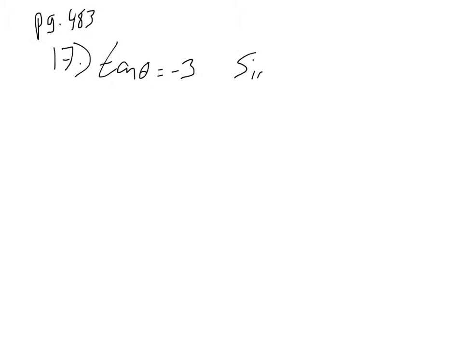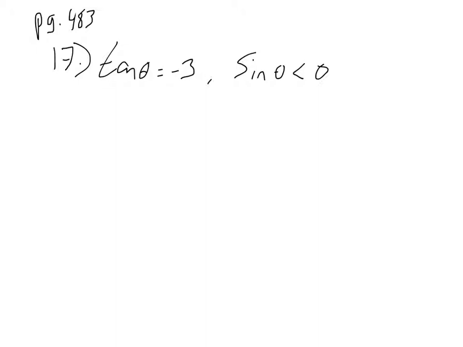All right, we're going to start off today by looking at number 17 from the homework on page 483. For 17, we have tan theta equal to -3, and we're told that sine theta is less than 0. We are asked to find sine of 2 theta, cosine 2 theta, sine theta over 2, and cosine theta over 2.